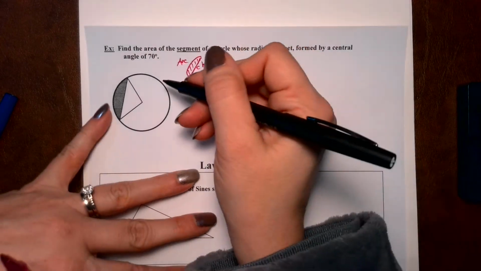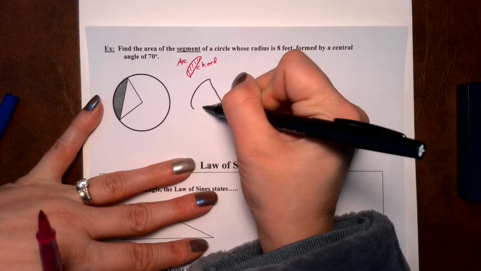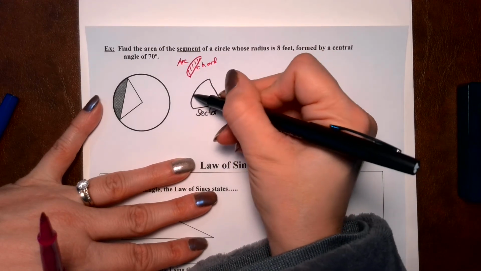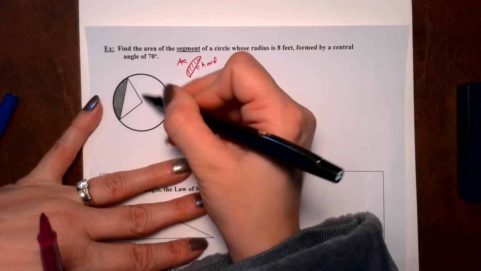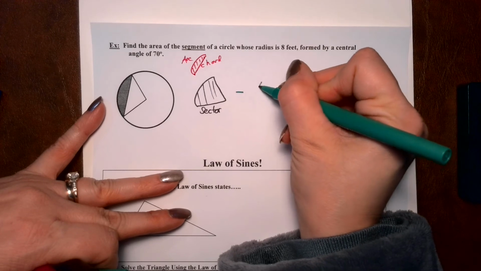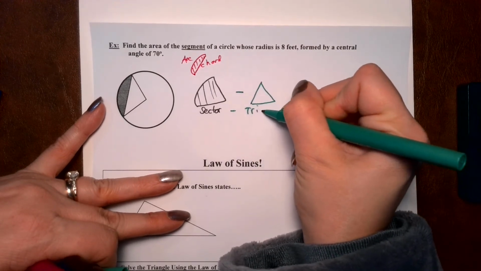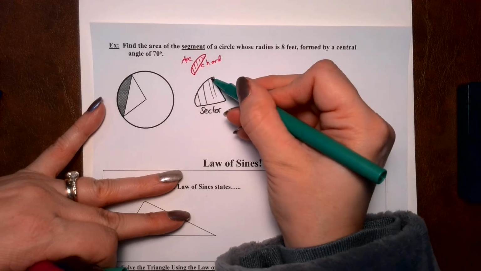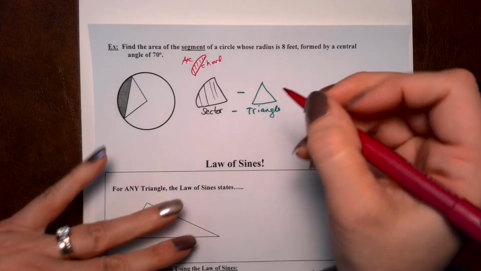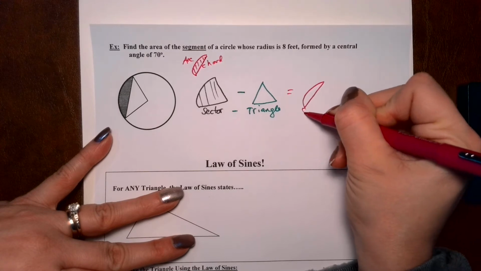Okay, so what we're going to do is figure out what the area of this sector is. But that would be way too much, wouldn't it? That would be this whole thing. Then we're going to subtract the triangle. So subtract that much away from it, and then what we'll have left is that segment.